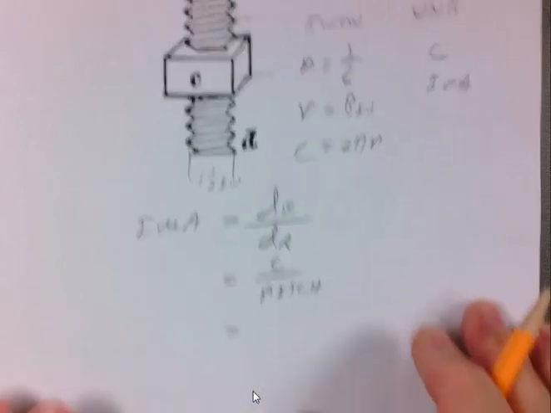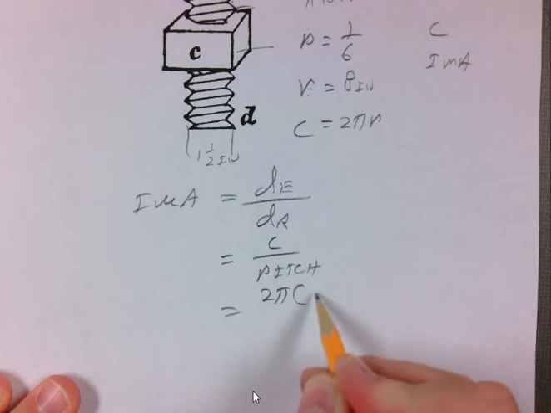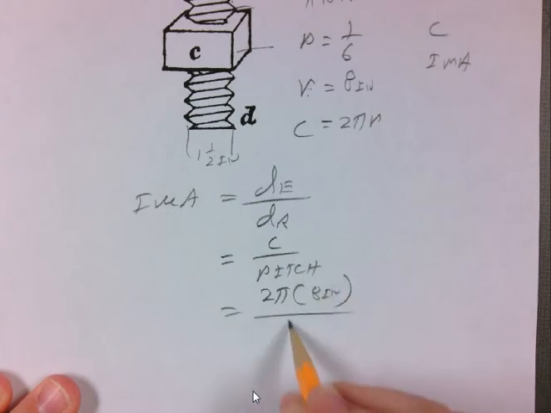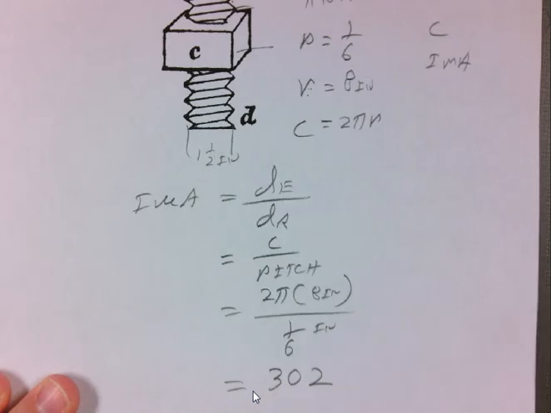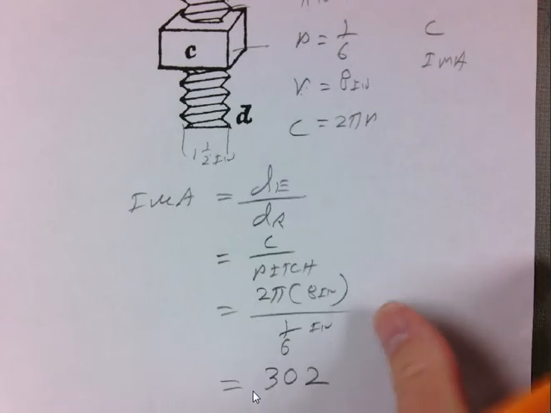which tells us we should plug in 2 pi times the r of 8 inches divided by 1/6 of an inch, and working that problem out, we get approximately 302 for mechanical advantage. So that's our first problem that we worked.